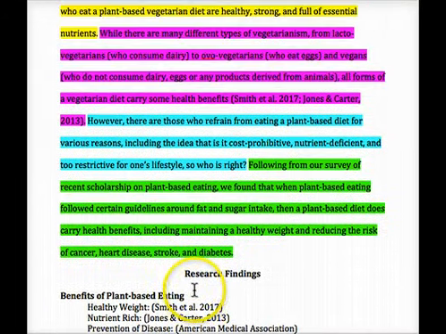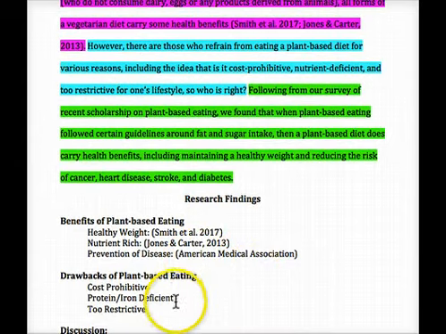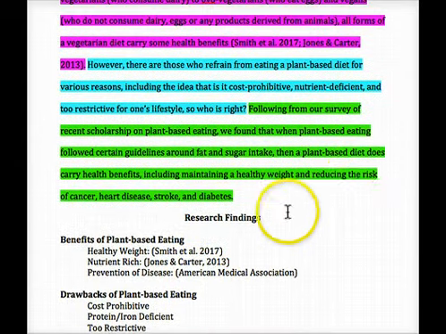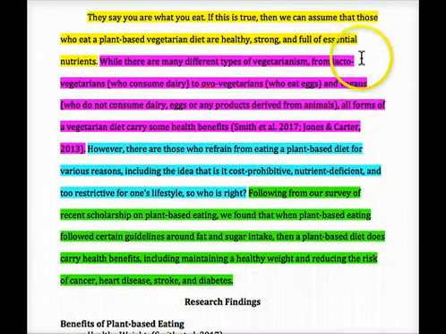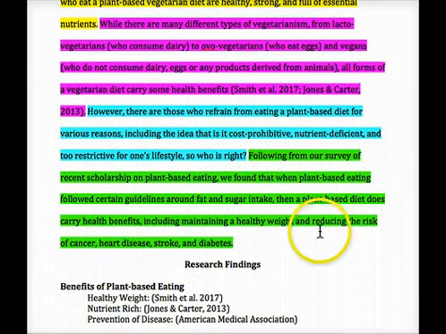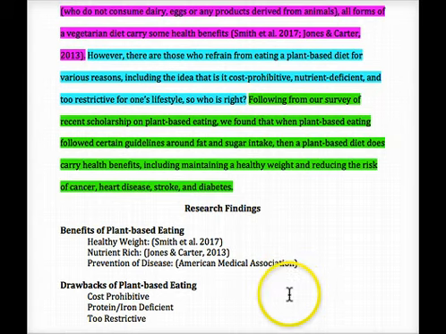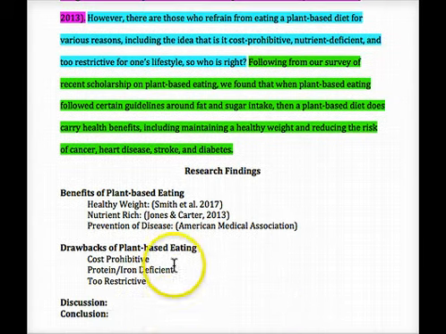But you can basically see how the outline of your paper follows somewhat what you've talked about in your intro. So we're using our intro as a starting off point for organizing the rest of our paper.